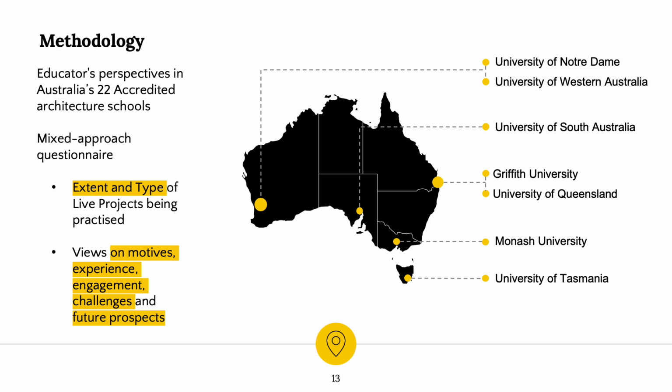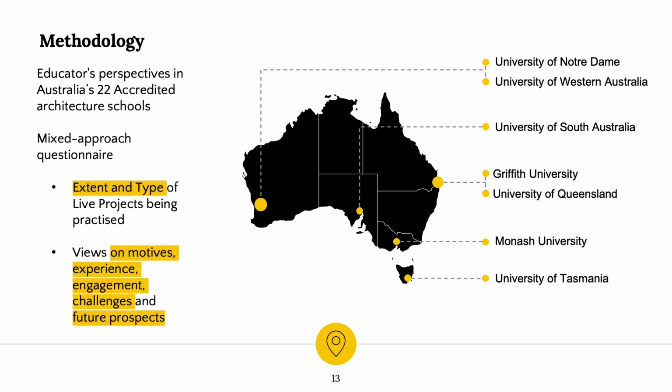To examine this, we sought the perspective of educators teaching live projects in Australia's 22 accredited architecture schools. We used a mixed approach questionnaire with open-ended, qualitative, and closed-ended questions. This mix balanced the desire for quantitative data and detailed participant responses.